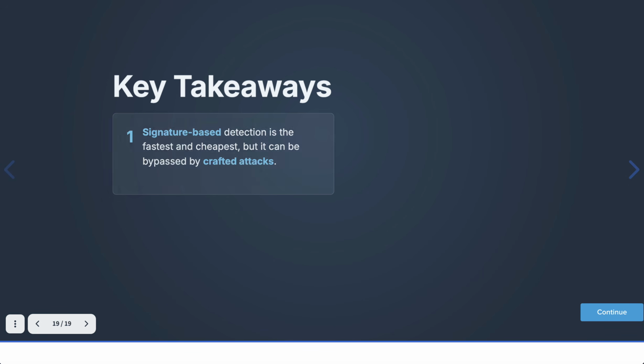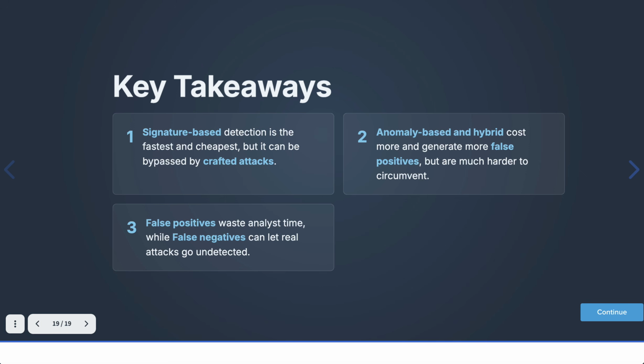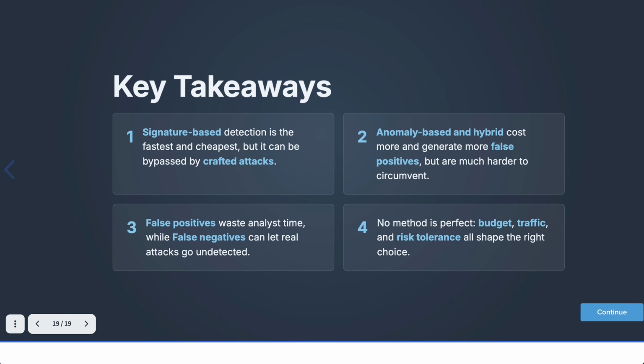Key takeaways. 1. Signature-based detection is the fastest and cheapest, but it can be bypassed by crafted attacks. 2. Anomaly-based and hybrid cost more and generate more false positives, but are much harder to circumvent. 3. False positives waste analyst time, while false negatives can let real attacks go undetected. 4. No method is perfect. Budget, traffic, and risk tolerance all shape the right choice.